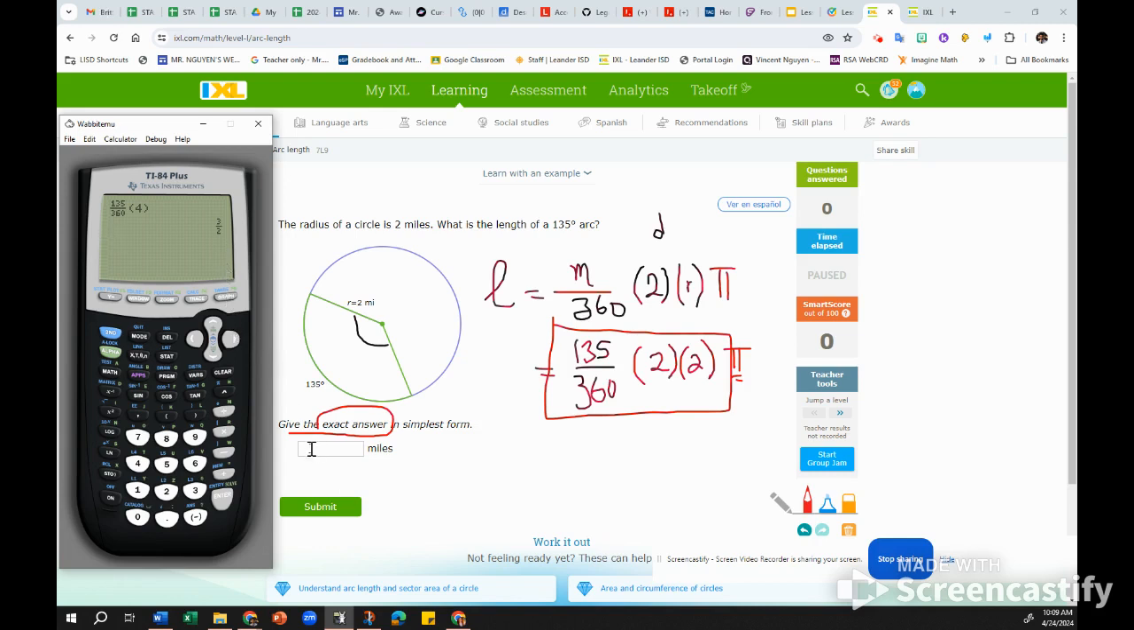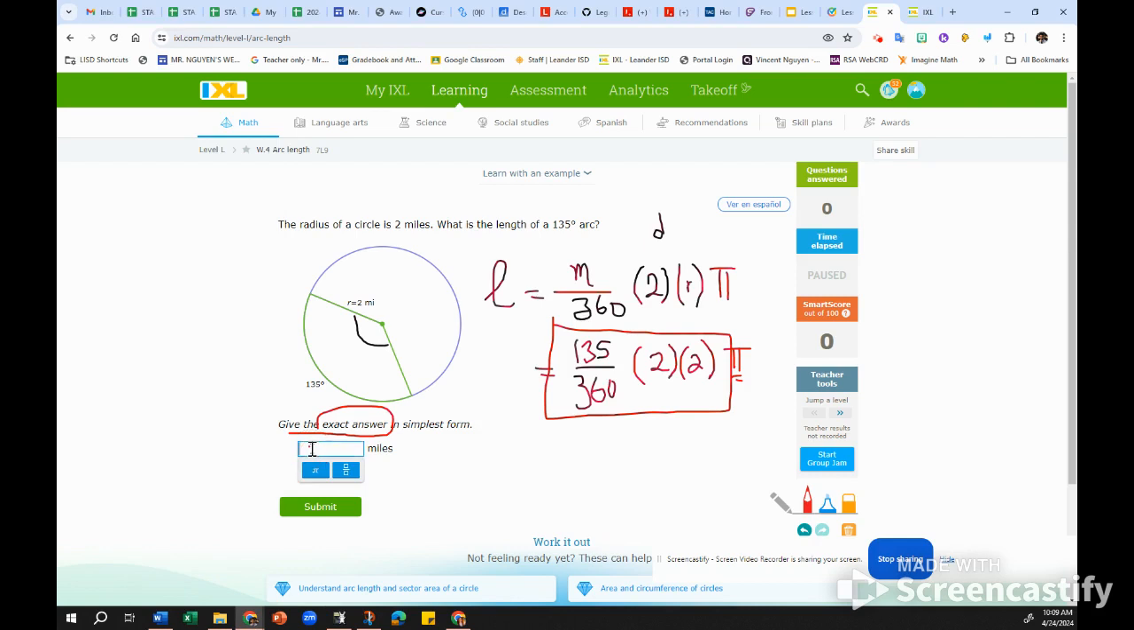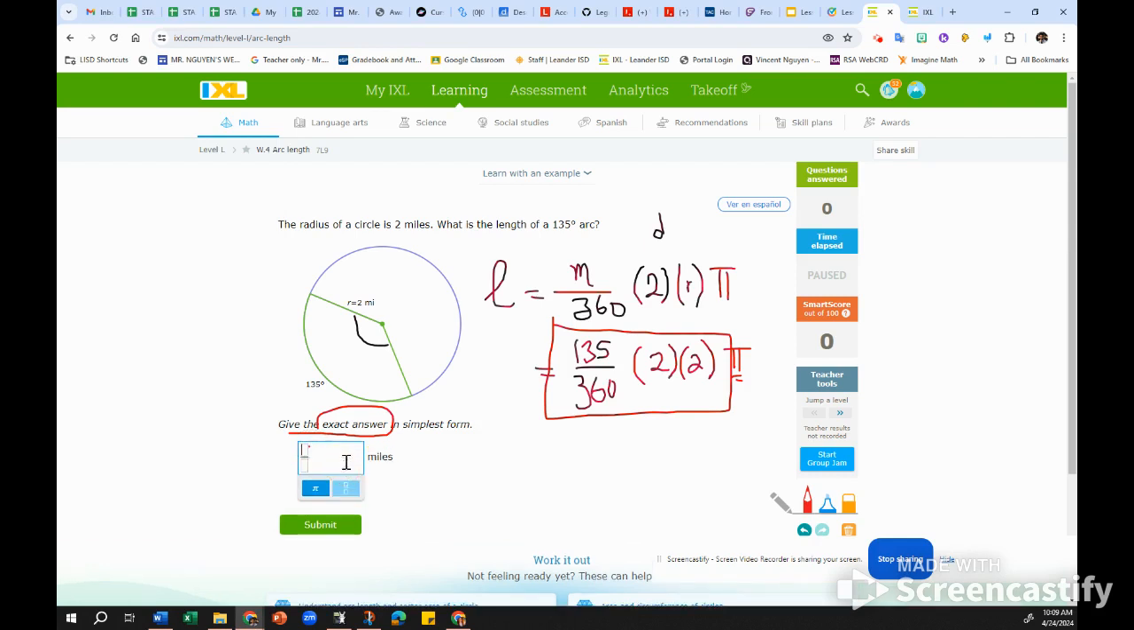Okay, so we're going to go to IXL and type that in. 3 over 2. So we use the fraction bar here, 3. We'll move down 2, and then go to the end. Do not forget to put pi in your answer because they want that in your answer. Okay, that's why I didn't use it in the calculator.